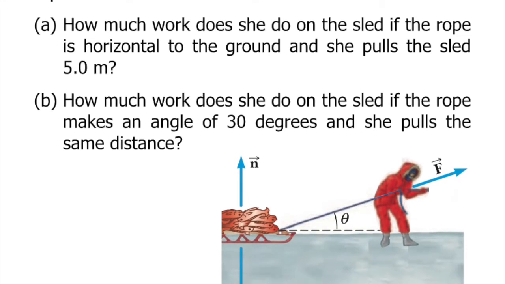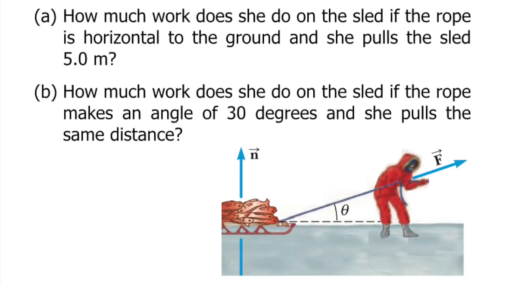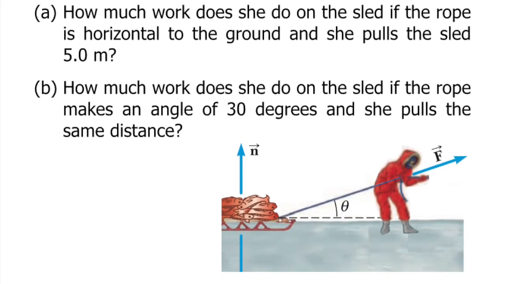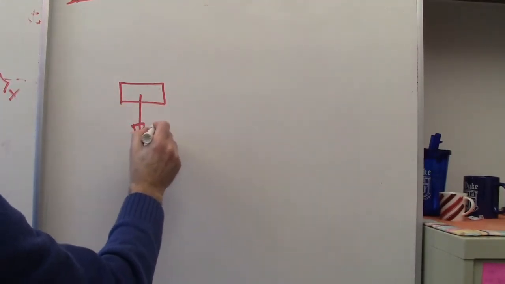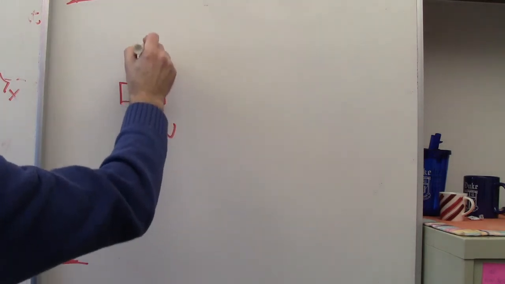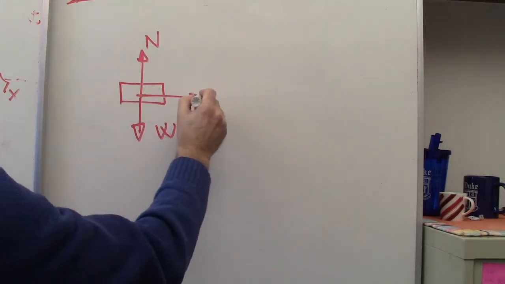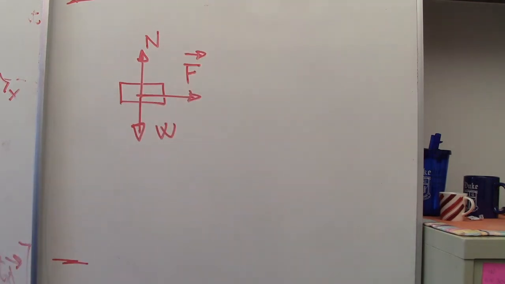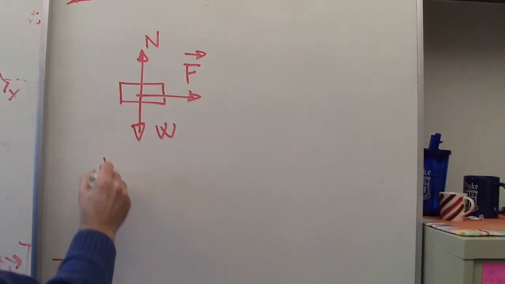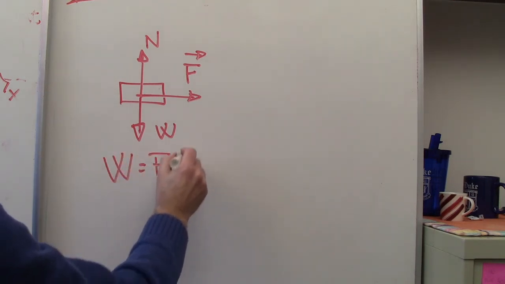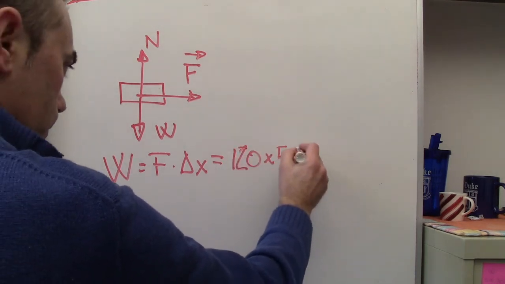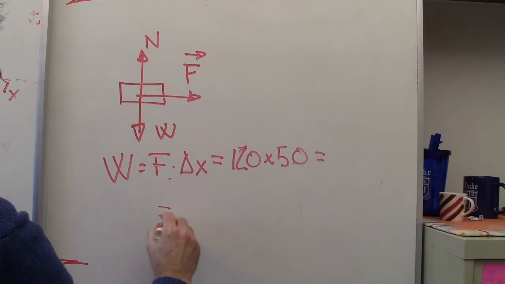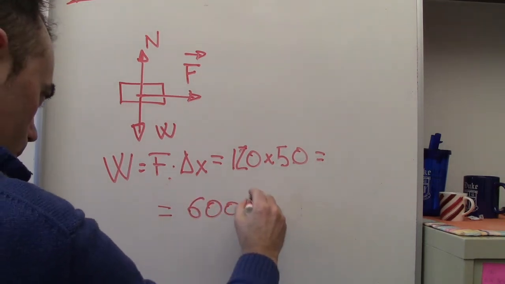Then, how much work does she do on the sled if the rope makes an angle of 30 degrees and she pulls the same distance? First, let's draw the free body diagram with the forces that we have here: the weight, the normal, and the force done by the girl. In order to calculate the work, we only need to multiply the force times the displacement, F delta x, which in this case is 120 newtons by 5 meters, and this gives us a work of 600 joules.